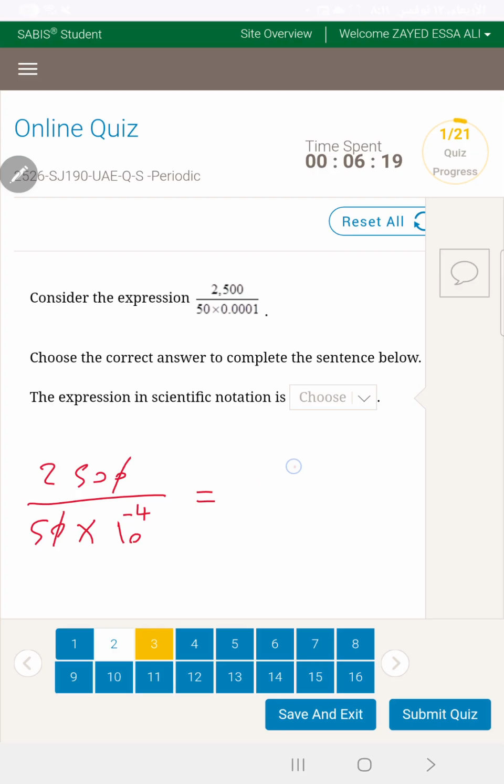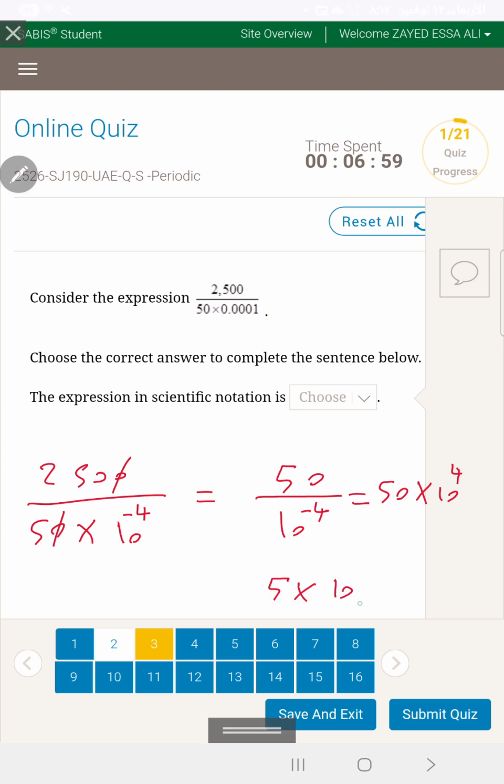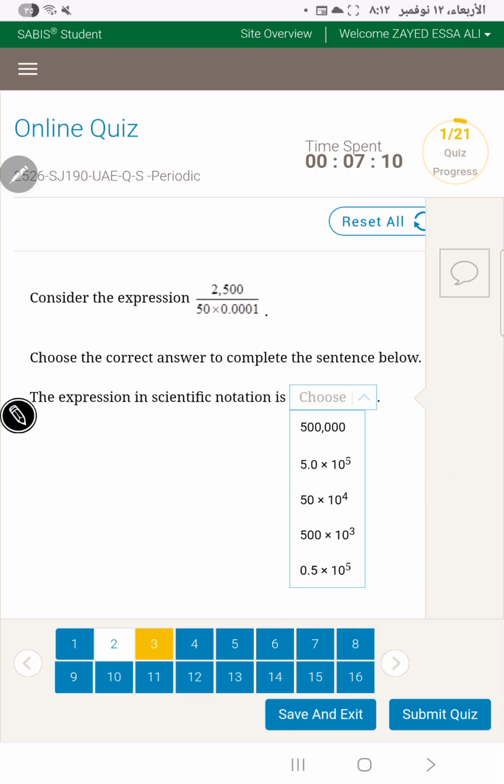So here I write 50 over 10th power of negative 4. Now you can take 10th power of negative 4 up to the numerator, so you can write it 50 times 10th power of positive 4. Now you can write it 5 times 10 instead of 50, and that will be 5 times 10th power of 5, and the answer will be 5 times 10th power of 5. So where we have this answer here, we have it here, 5 times 10th power of 5.